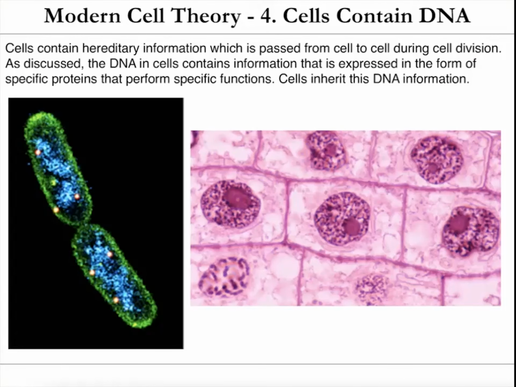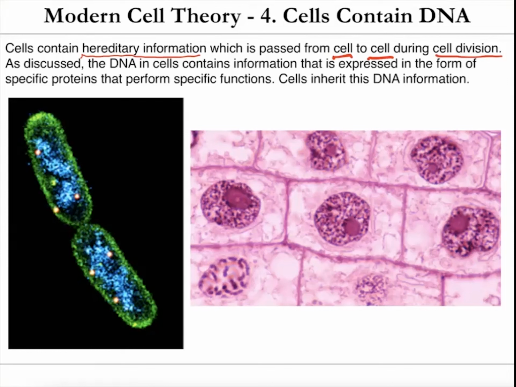Modern theory point number 4 is that cells contain DNA, which is related to the previous slide. Cells replicate, but importantly, these cells also contain hereditary information. They contain a DNA record, that DNA genome, that is passed from one cell to another cell during cell division. We saw that when cells replicate, they always have to replicate their DNA before they can split off into 2 daughter cells. The DNA in the cells, as we discussed in previous lectures, contains the genetic information that is expressed in the form of specific proteins.